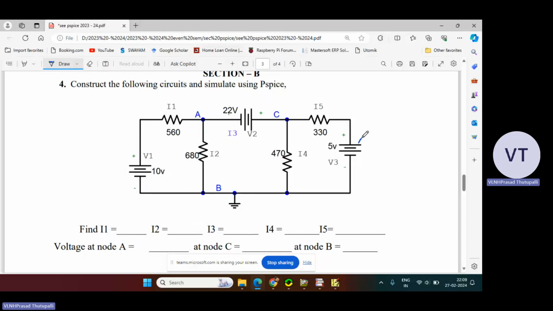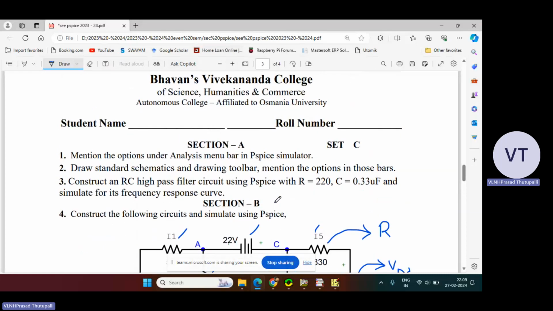In this circuit diagram, this component is VDC, this is resistor R, and this is VDC, and this is the ground symbol, EGND. How many resistors are there? One, two, three, four. How many power supplies or VDCs are there? One, two, and three. And one ground symbol is there, right?